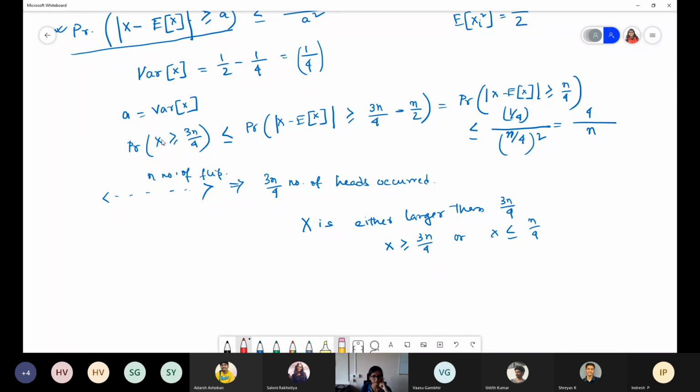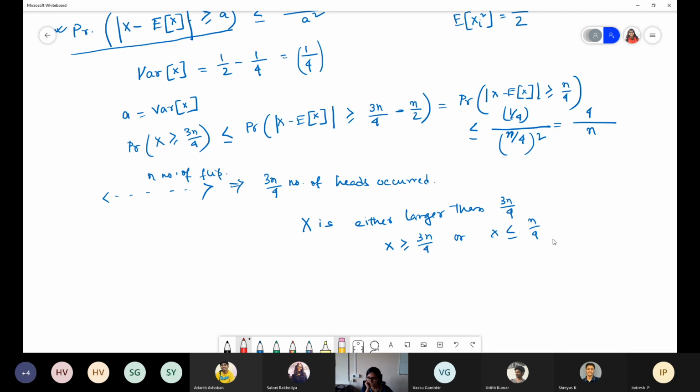So the probability of x greater than or equal to 3n by 4, or x less than or equal to n by 4, these two probabilities are bounded by this 4 by n value. This is the bound, because I am taking the mod value here, so we get the bound on both sides. Now, both sides bounded, you have seen the distribution is something like this. So your distribution is symmetrical.